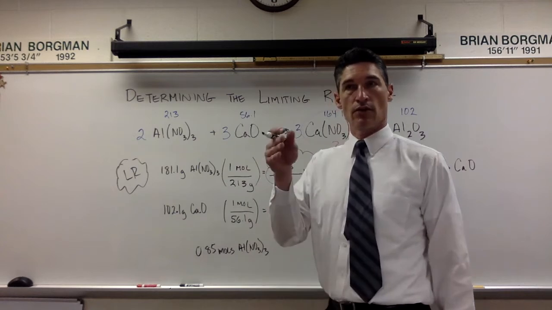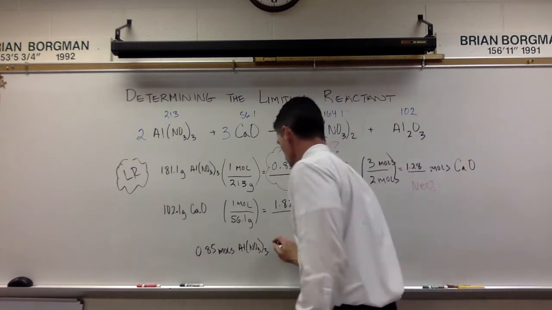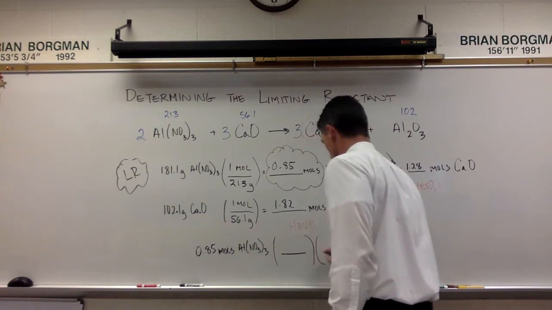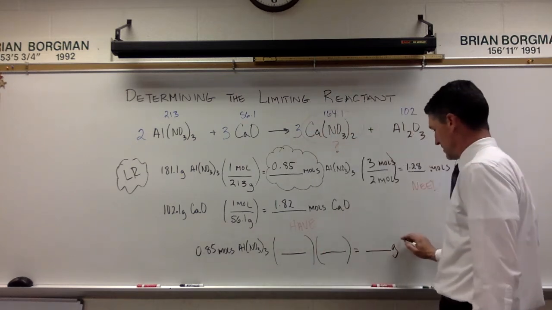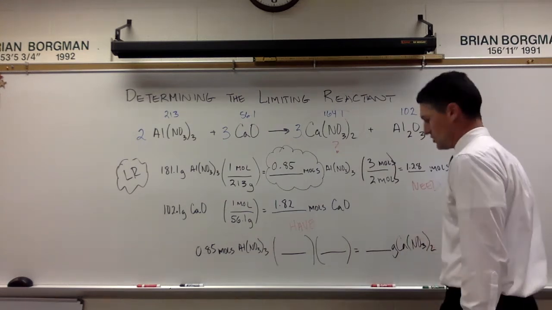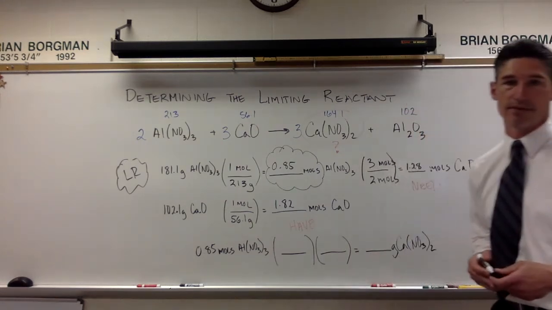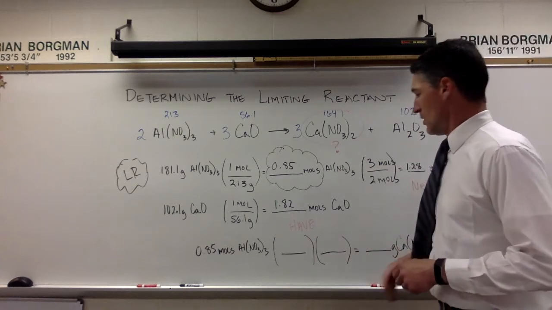Since I'm already in moles, I don't have to do 3 brackets. I'm only going to do 2. All right. And we're going to end in grams of CaNO3, 2. That's what we want to figure out, how many grams of that are we going to have left at the end of our whole problem here, okay?